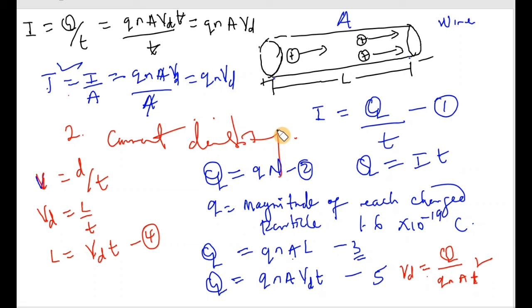In our next video, we shall be solving problems that will utilize the concept of current density and drift velocity.